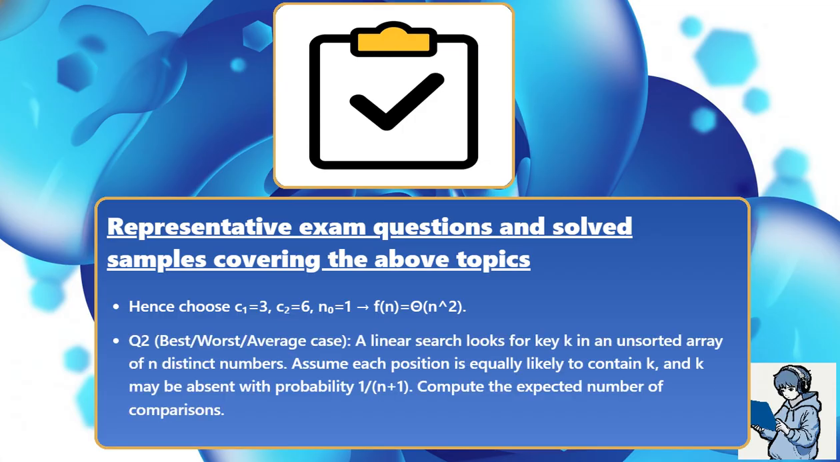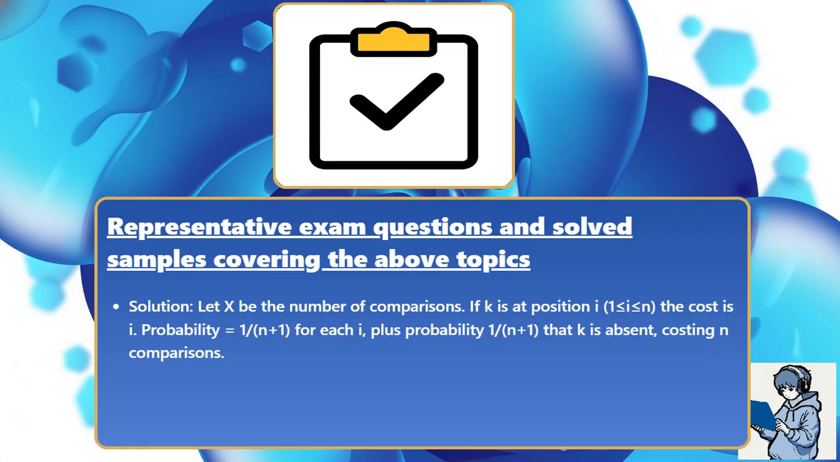Question 2, best, worst, average case. A linear search looks for key k in an unsorted array of n distinct numbers. Assume each position is equally likely to contain k, and k may be absent with probability 1 over n+1. Compute the expected number of comparisons. Solution: let X be the number of comparisons. If k is at position i, where i ranges from 1 to n, the cost is i, and the probability is 1 over n+1 for each i, plus probability 1 over n+1 that k is absent, costing n comparisons.